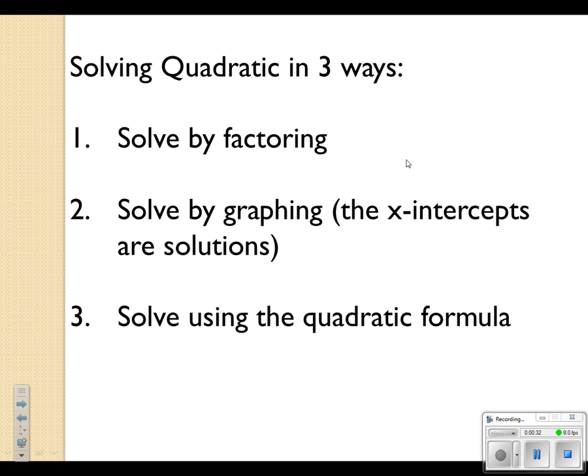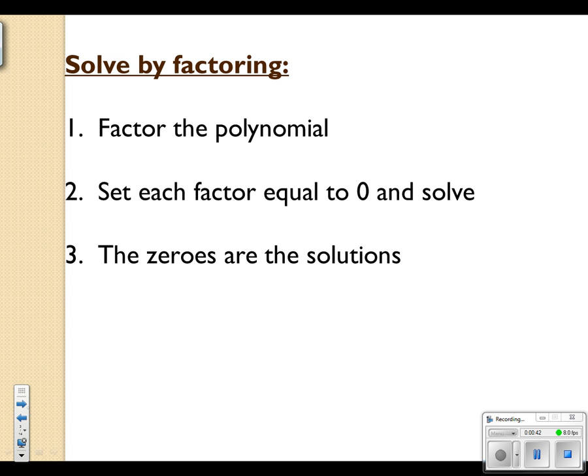All right, so we can solve quadratics in three ways: solve by factoring, solve by graphing, or solve using the quadratic formula. Solving by factoring, first we're going to factor the polynomial. Second, each of the factors that we get will be set equal to 0 and solved. And those zeros are going to be the solutions for that quadratic.